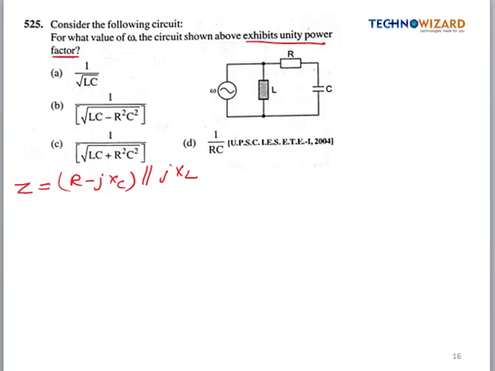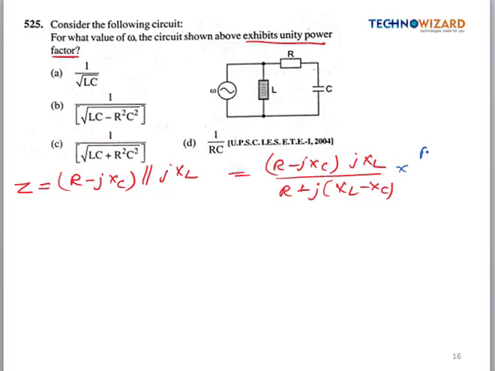So now let's simplify this. So this will be R minus jXC into jXL divided by R plus j, I have taken common, XL minus XC. Okay, so now let's rationalize this also. So this will be R minus j(XL minus XC) divided by R minus j(XL minus XC). So this will become, so Z is equal to, so now let's simplify this. So let's multiply this.